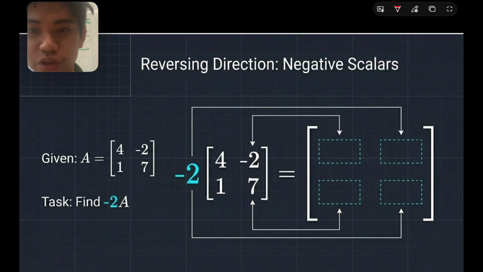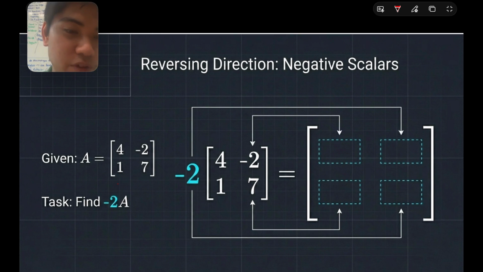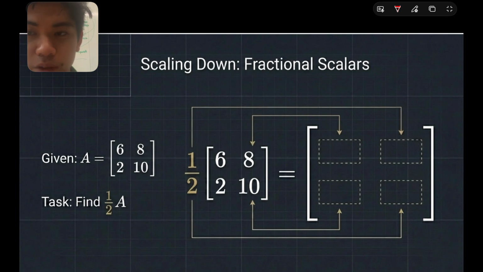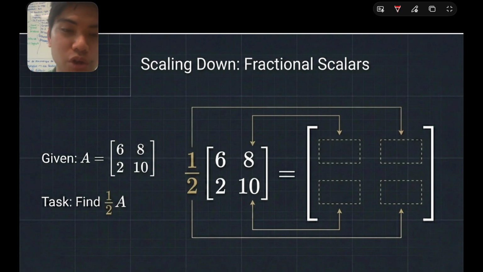Now we can also reverse the direction by having negative scalars. Okay, so negative 2A, where we have a new A matrix here, is going to give us negative 8, positive 4, negative 2, and negative 14. Okay, we can also scale down, so have fractional scalars to decrease our components. So half of each of these components will give us 3, 4, 1, and 5.